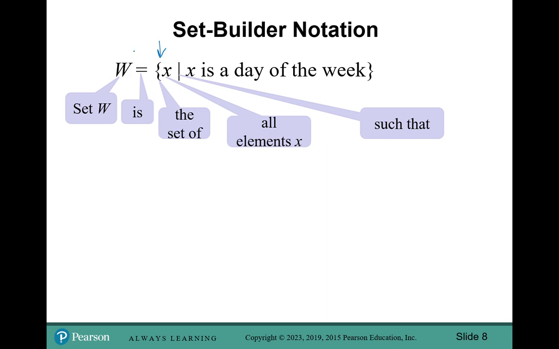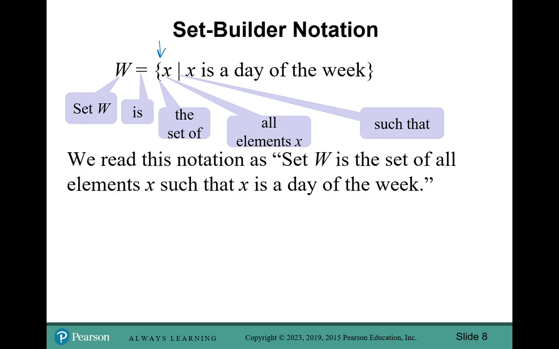W equals here. I think you can pretty much get the first two terms. The set W is, because it's equal to, the set, which is indicated by this brace, of all elements X. This is where this first X comes from. This vertical line here means such that. So all elements X such that X is a day of the week. So once again, we read this notation as set W is the set of elements X such that X is a day of the week.